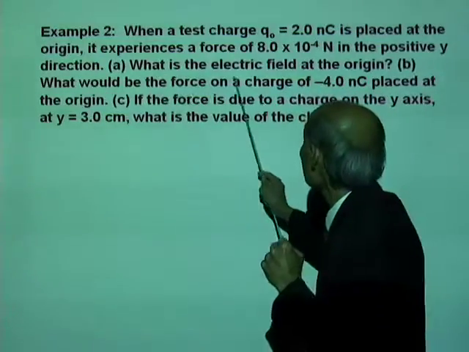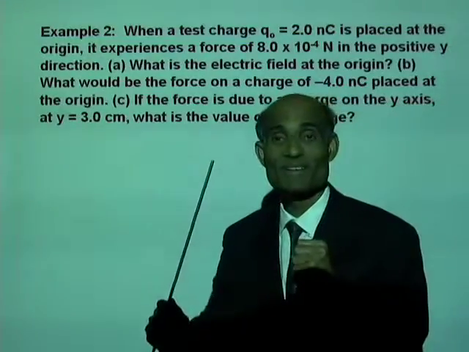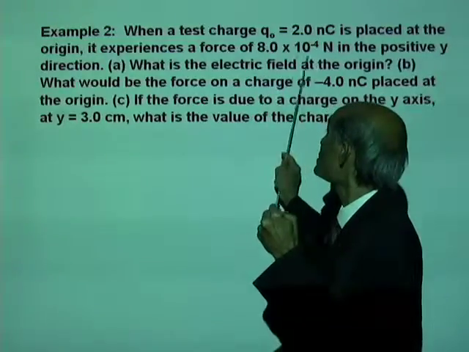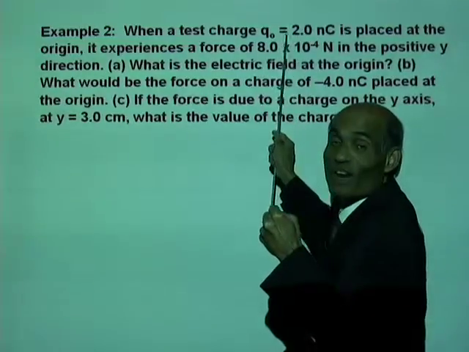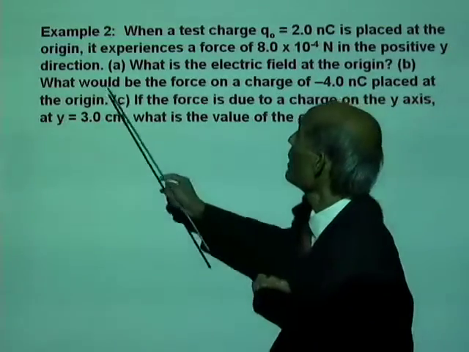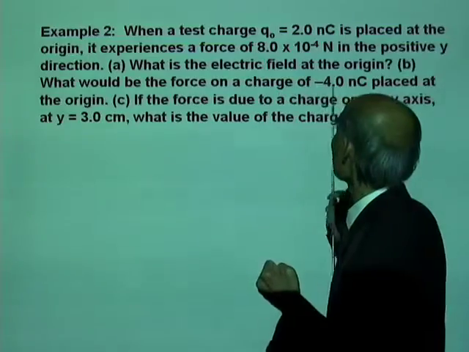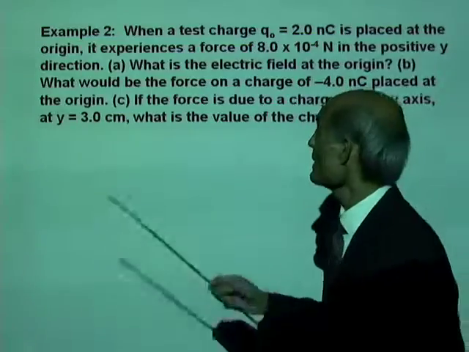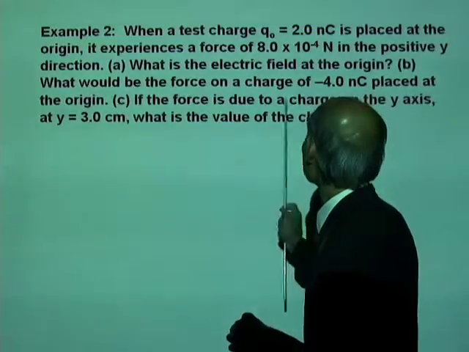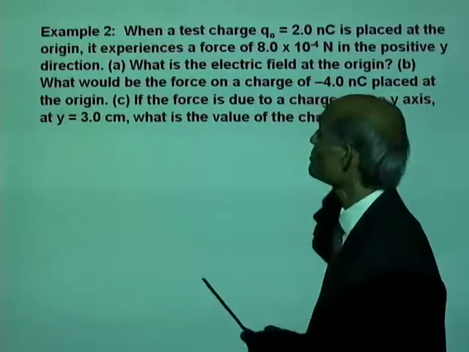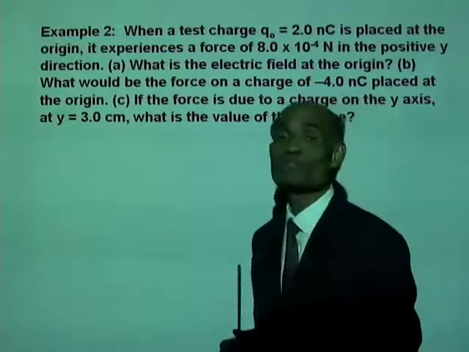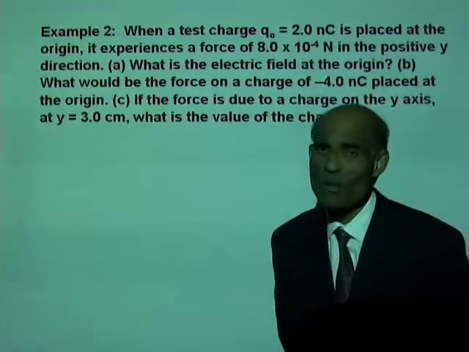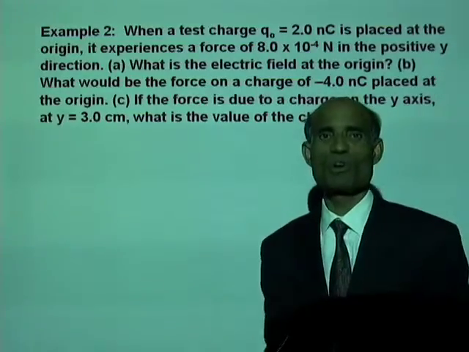Now, part A, what is the electric field at the origin? In other words, what is the electric field at the origin which will exert this force on this charge? That is what we need to find. B, what would be the force on a charge of negative 4 nanocoulomb placed at the origin? If the force is due to a charge on the y-axis at y equal to 3 centimeter, what is the value of that charge? Well, I don't think you understood this question very well. But let me see if I can make it clearer as we go on.